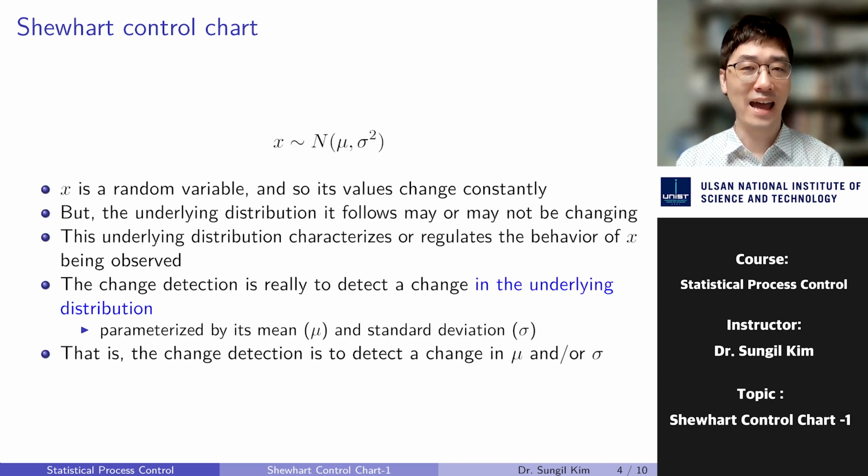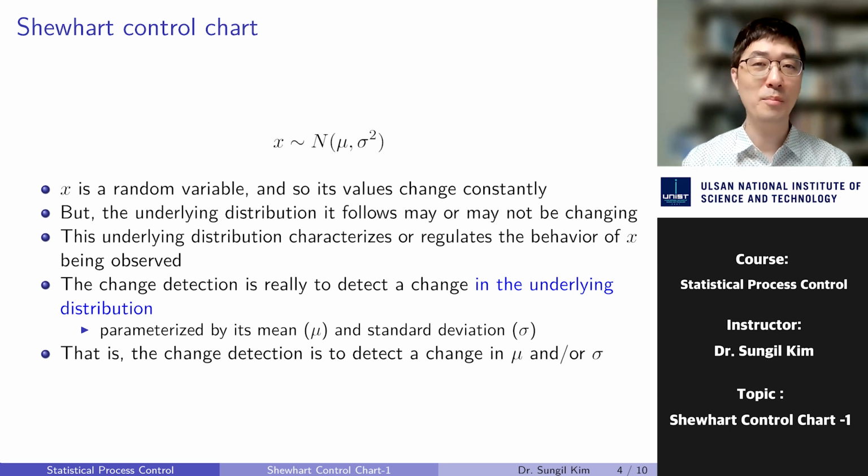As you notice, X is a random variable, and so its values change constantly, but the underlying distribution it follows may or may not be changing. This underlying distribution characterizes or regulates the behavior of X. The change we want to detect is a change in the underlying distribution, not the values of X. Since the distribution is parameterized by its parameters mu and sigma, the change detection is to detect a change in mu and sigma. This is a very important concept.